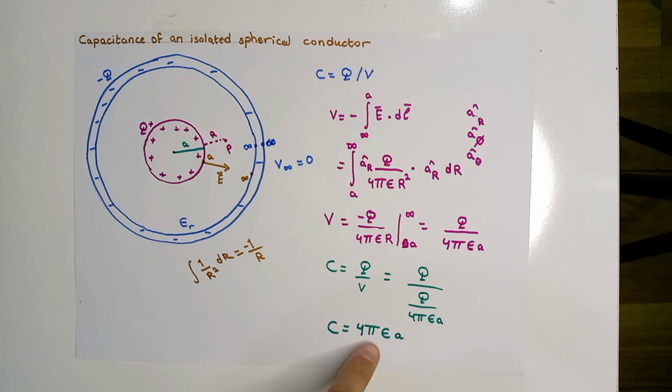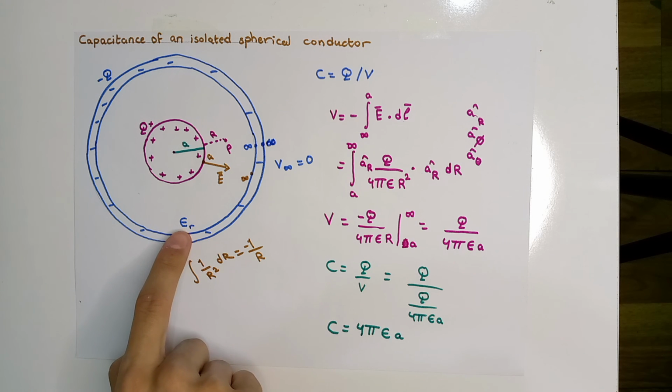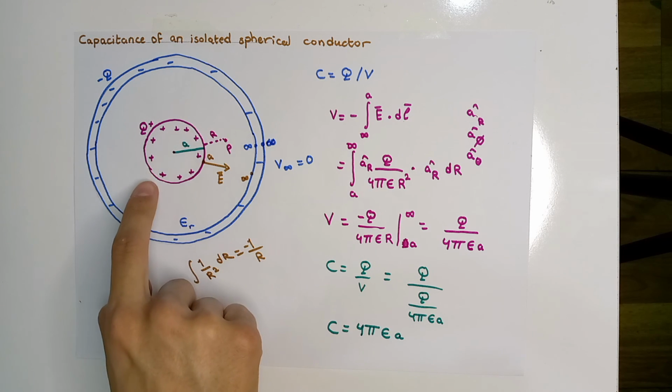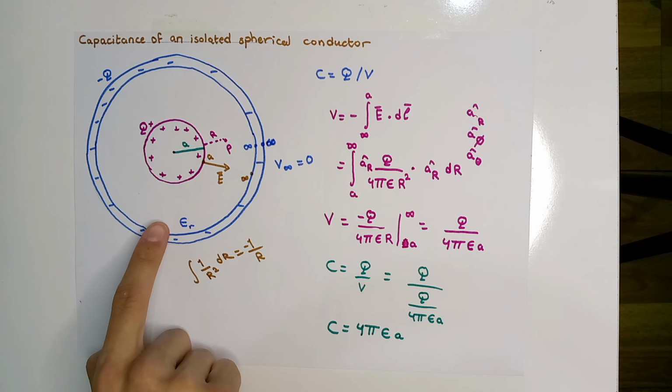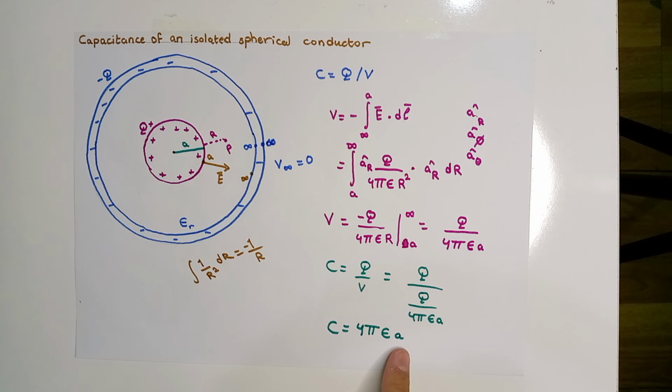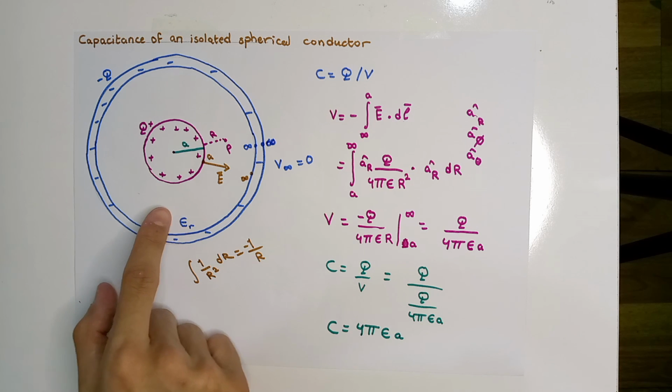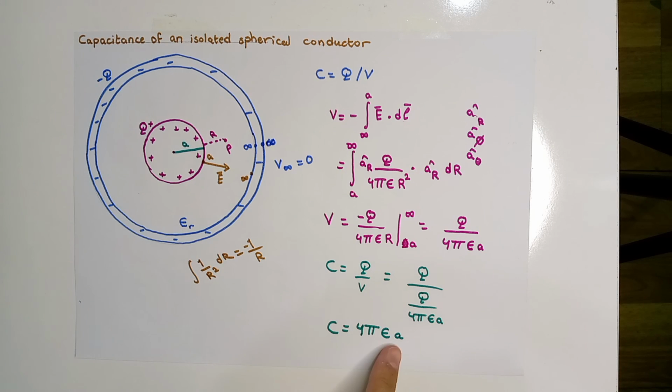It is equal to 4 pi times the permittivity of the dielectric surrounding this spherical conductor, times a, the radius of this spherical conductor. We see that the capacitance depends on the dielectric surrounding this conductor and the geometry of the conductor, in other words, its radius.